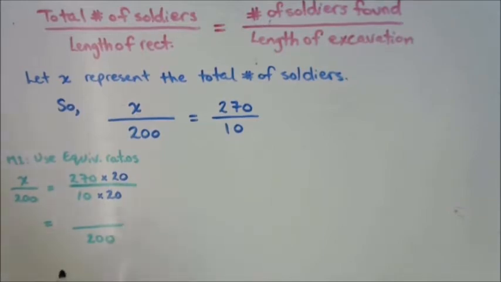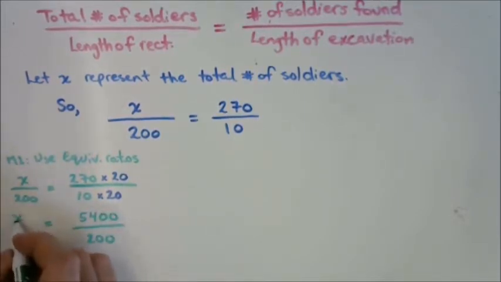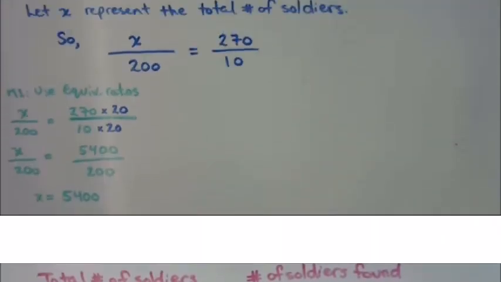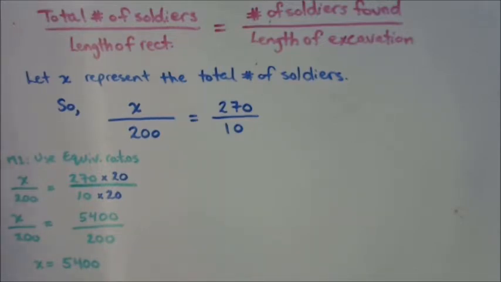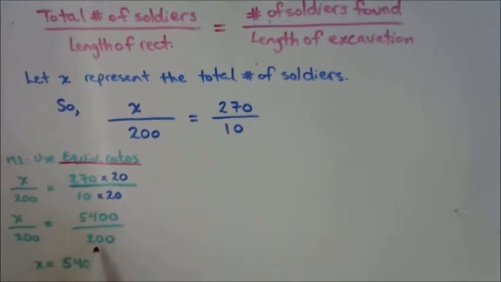And if you can't do this in your head, you break out your calculator, and you end up getting 5,400. Now, we have x over 200 is equal to 5,400 over 200. Well, that must mean that x equals 5,400. And if we were going to finish our problem here, we could write a sentence with our solution. The total number of soldiers is estimated to be 5,400. So that was solving using a strategy called equivalent ratios, where we basically took the 2 ratios that we knew, created a proportion by setting them equal to each other, and then figured out what we have to do to get the same denominator. And that reduces us to x equals 5,400.